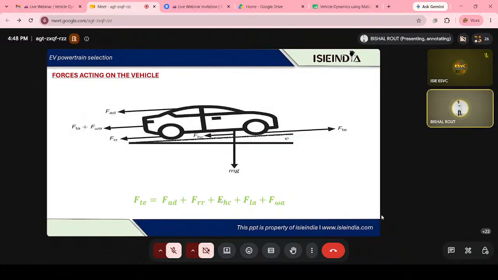I missed one thing in the middle, which is FHC, the hill climbing force. If we add all these forces which act opposite to the vehicle's movement, only then can we calculate how much force actually needs to be generated by the vehicle. Based on that, our propulsion unit is going to generate power, and based on it we're going to select a motor for our particular vehicle, right? So I hope this has been understood by you all.